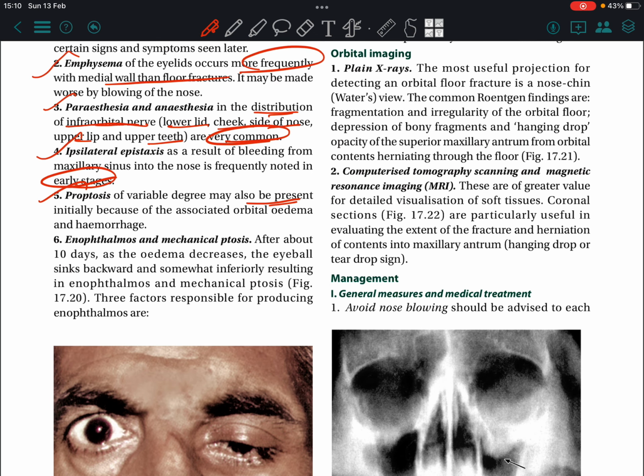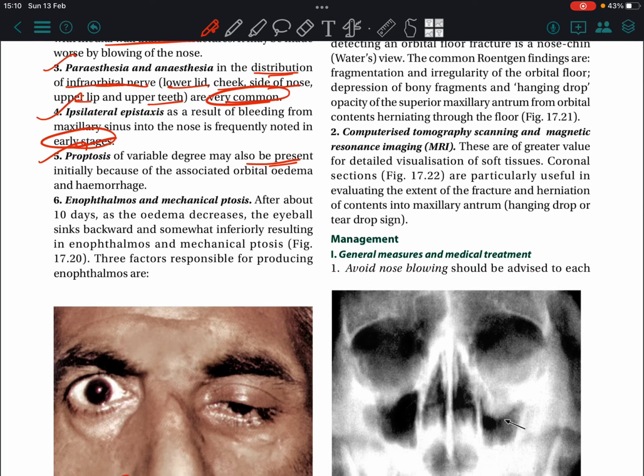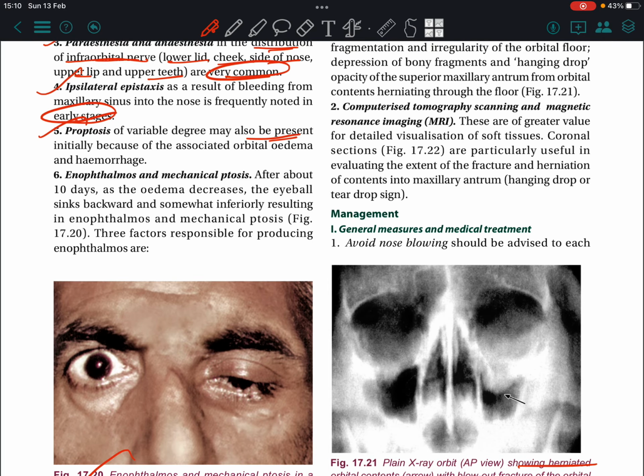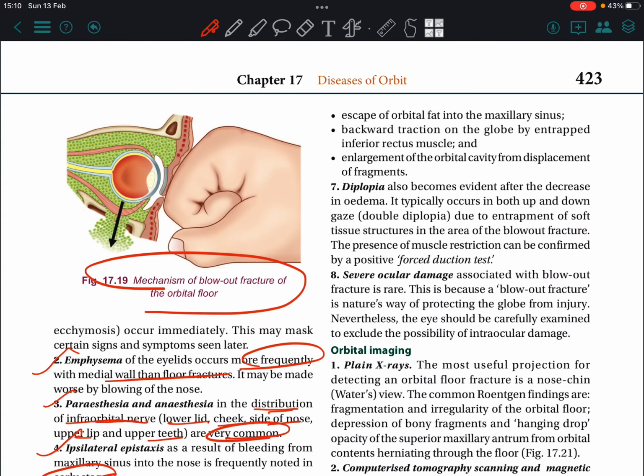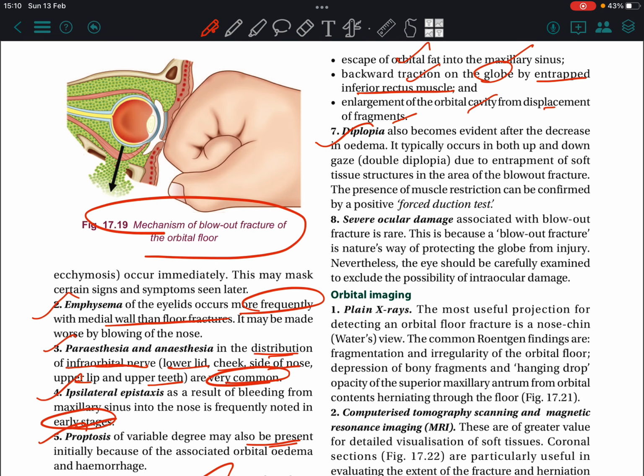Proptosis of variable degree may also be present initially because of orbital edema and hemorrhage. Enophthalmos, mechanical ptosis: after about 10 days, as edema decreases, the eyeball sinks backward and somewhat inferiorly, resulting in enophthalmos and mechanical ptosis. Three factors responsible for producing enophthalmos are escape of orbital fat into the maxillary sinus, backward traction on the globe by the entrapped inferior rectus muscle, and enlargement of the orbital cavity from displacement of the fragment. Diplopia, double vision. Forced duction test: presence of muscle restriction can be confirmed by a positive forced duction test.